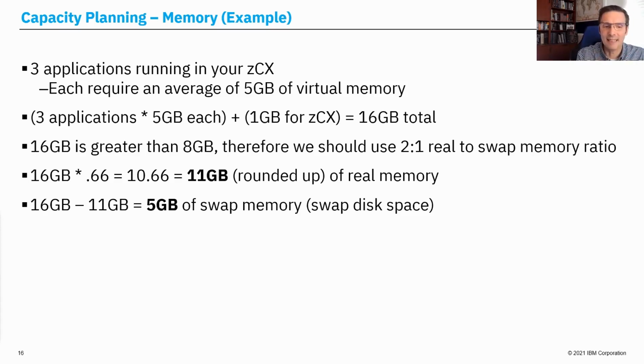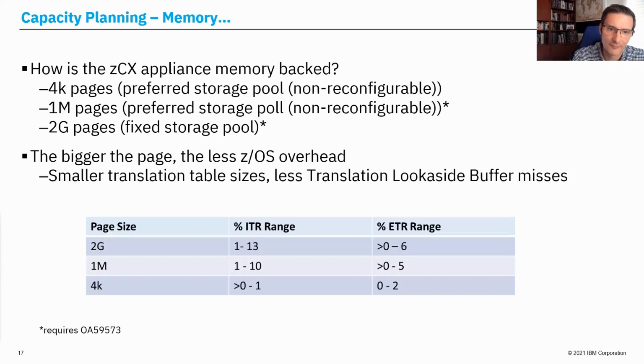Because 16 gigabytes is greater than that 8 gigabyte threshold that we said, anything greater than 8 gigabytes, we should use a 2-to-1 ratio. Well, because 16 is greater than 8, we're going to use that 2-to-1 ratio. And in this case, we're going to multiply 16 gigabytes times 0.66. That'll give us our 2 out of the 2-to-1 ratio. And that's 10.6. We're going to round up to 11 gigabytes. And so in this example, we would provision the appliance with 11 gigabytes, and we would create at least 5 gigabytes of swap disk space for us to deploy the zCX. So this is just an example of the capacity planning for memory that you might consider.